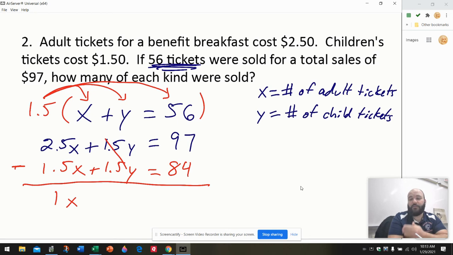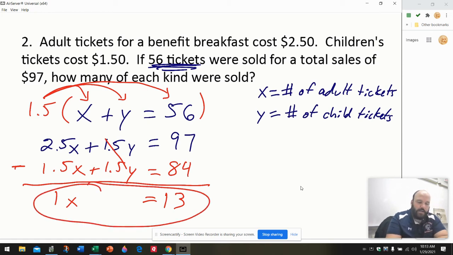We need one of those variables to cancel, so we are able to solve for it. And then we have 97 minus 84, and that's 13. So there you go. X is 13. We know how many adult tickets they sold. They sold 13.